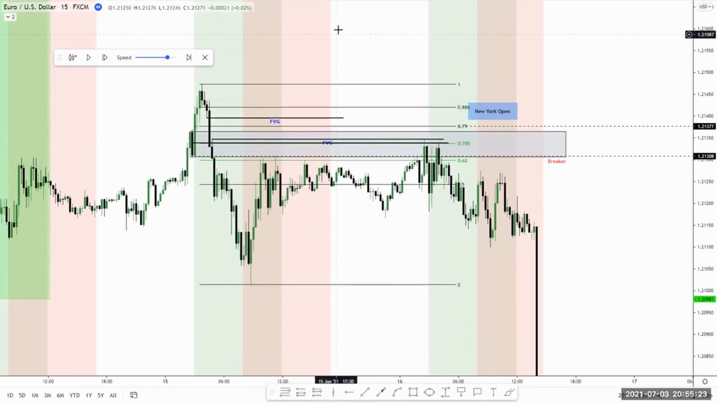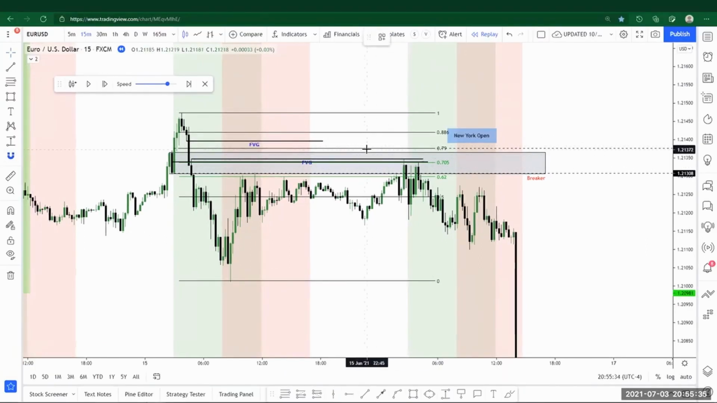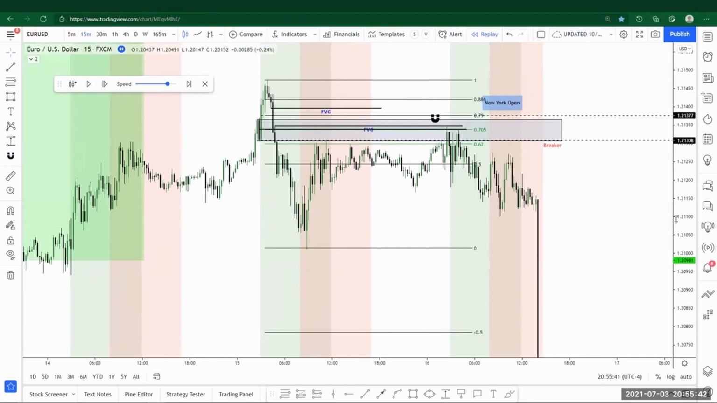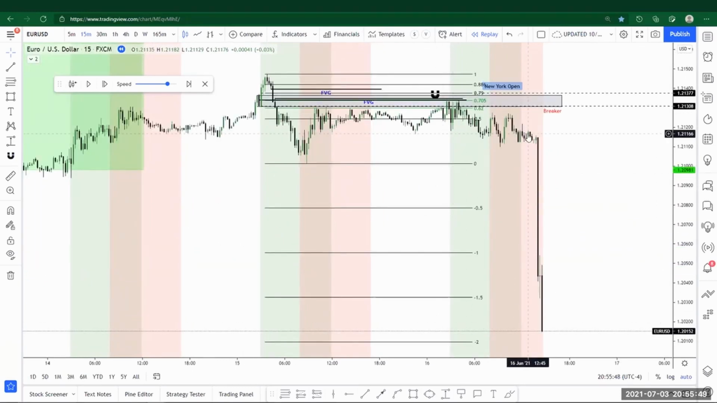What did I tell you guys earlier about fair value gaps? They act just like a magnet to price. You can guarantee that when you have a fair value gap coupled with the breaker and the order block in the kill zone, you're going to catch moves like this, no doubt. And on that note, we're going to end it.